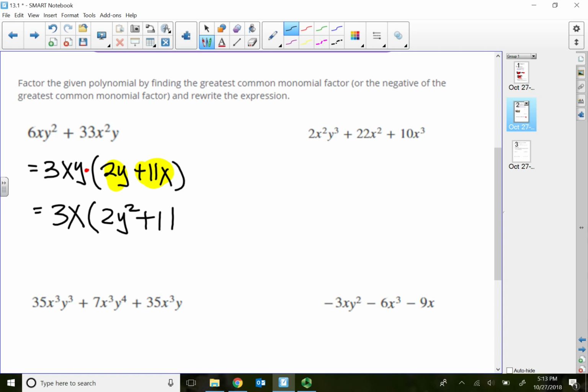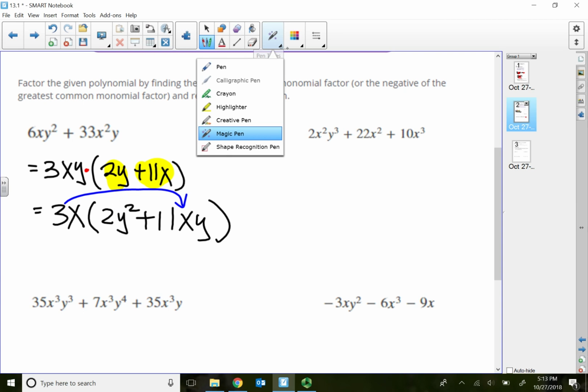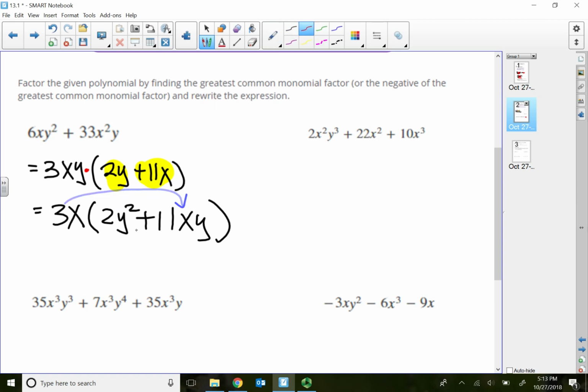Take 1x from 2, 1x left. I did not factor out any y, so 1y is left. If I multiply this back out, 3x times 2y squared is still 6xy squared, and 3x times positive 11xy is still positive 33xy. But this is actually the wrong answer, because between the two terms in the parentheses, I still have a y I could have factored out.